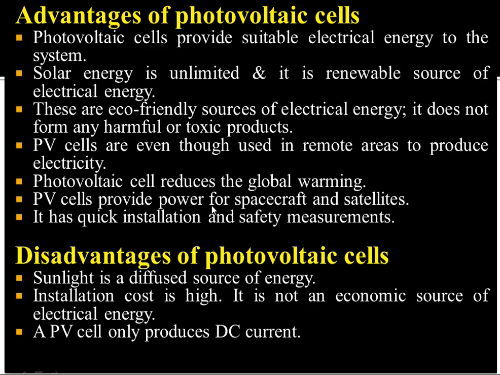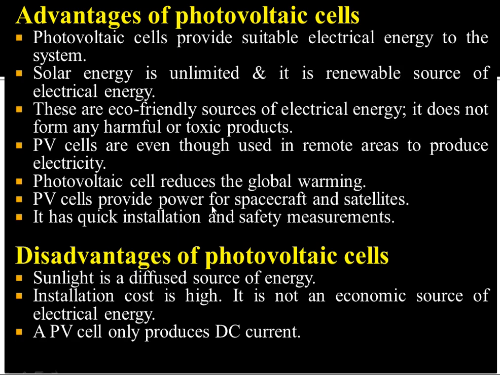Now the major advantages and disadvantages. Generally a PV cell provides suitable electrical energy to the system. You know that each single cell produces 0.5 volt. Suppose you connect 10 cells, you get 5 volts. You can connect 100 cells, you get some 50 volts, like that. So however much voltage is required, you can connect accordingly. That's the reason a PV cell provides suitable energy to the particular system.